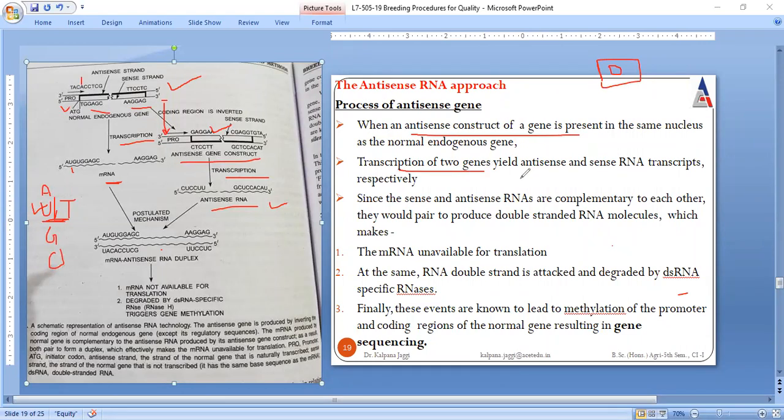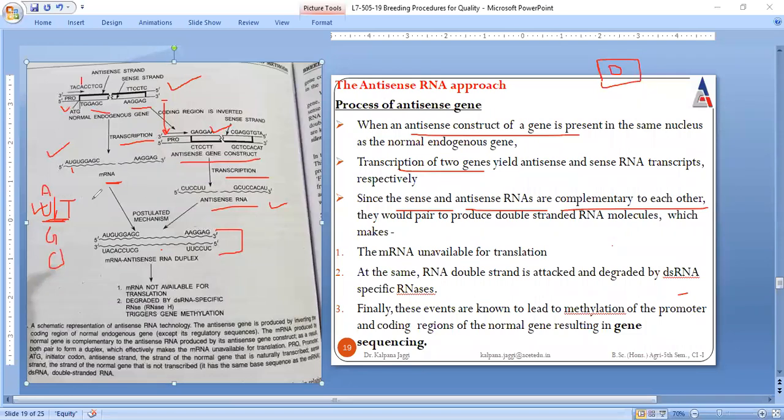transcription of the two genes yields sense mRNA and antisense RNA. Since sense and antisense are complementary to each other, this one acts as the sense strand because it is in the direction 5 prime to 3 prime, and the other is in the direction 3 prime to 5 prime, right? Since their bases are opposite to each other, they will pair. Once paired, this mRNA will no more be available for the synthesis of proteins.